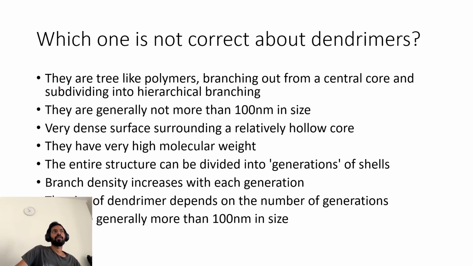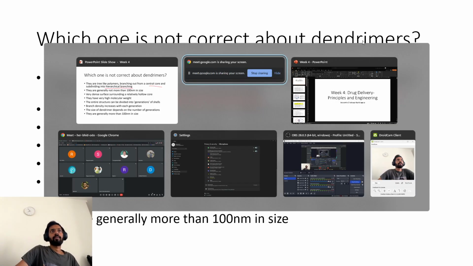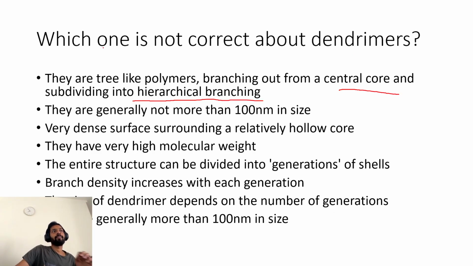But yeah, if we go back to the question, they're asking which one is not correct about dendrimers. So they're tree-like polymers branching out from a central core and subdividing into hierarchical branching. Is this true? Yes, sir. It's true, right? Yeah. So that's true. They're generally not more than 100 nanometers in size. Is this true? Let's come back to this. So obviously one of these has to be wrong, but let's look at the other options.